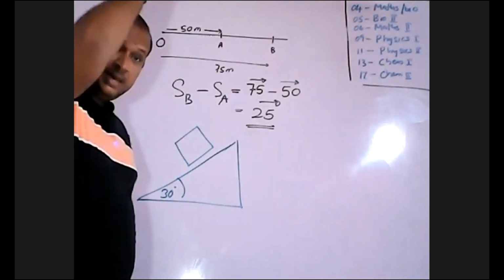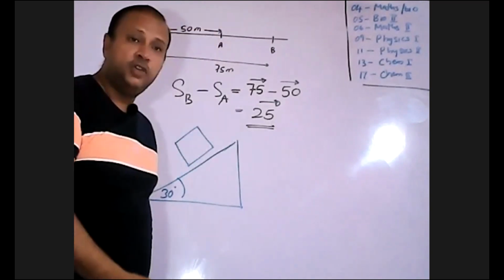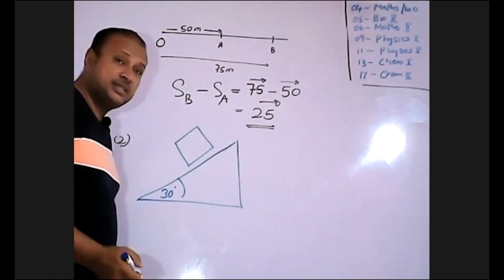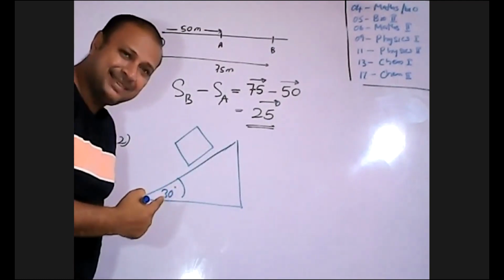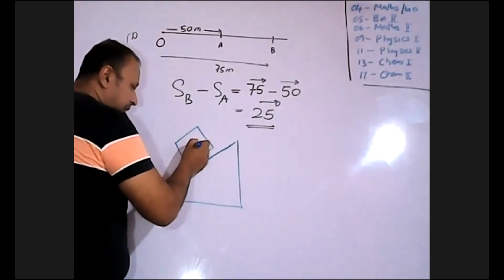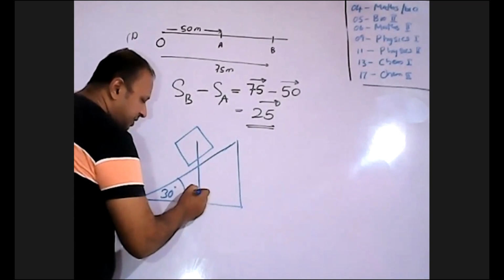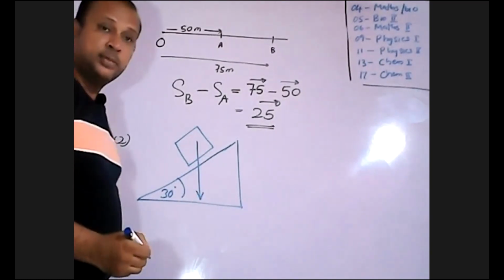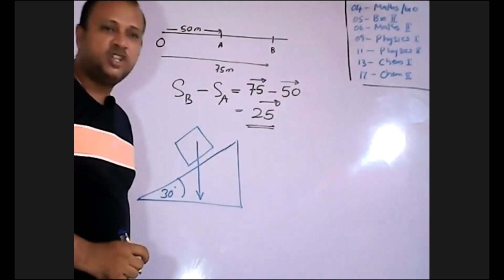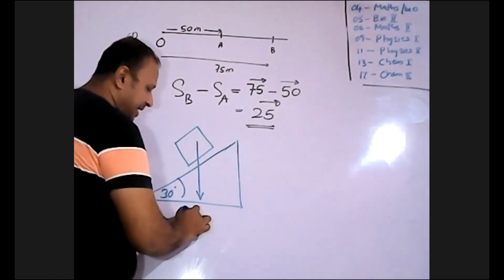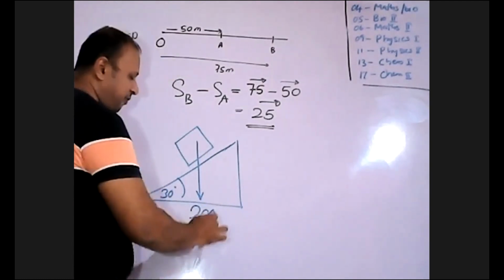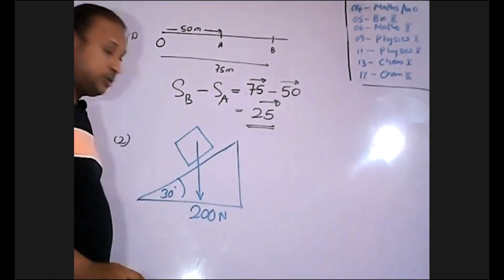So normally weight is acting towards the earth. Therefore, the force acting on this object is its weight. It is towards the ground, and which is equal to mg. Mg means m is mass, g is gravitational acceleration. So mass is 20, gravitational acceleration is 10. Therefore, the weight is 200.